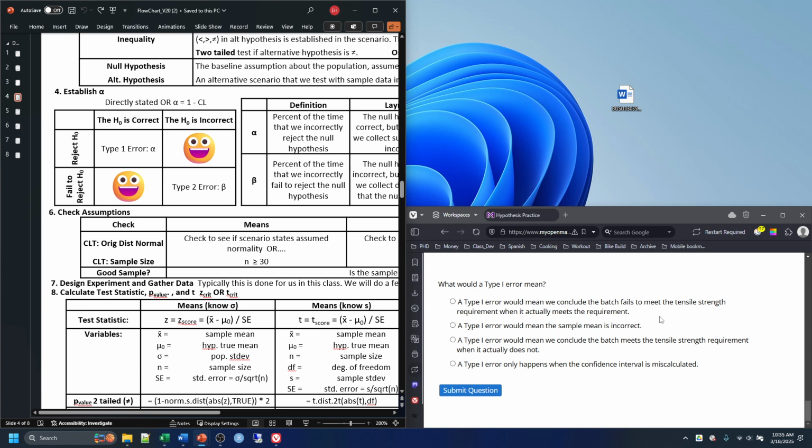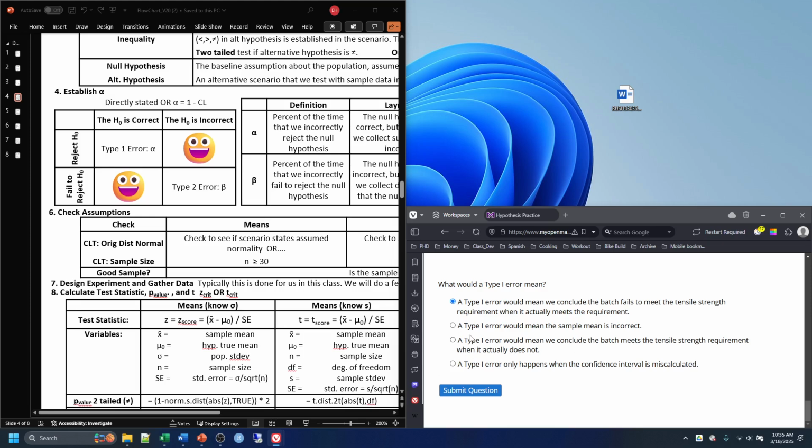So let's see if we can match one up here. A type 1 error would mean we conclude that the batch fails to meet the tensile strength, when in reality, it actually meets it. That one's correct. Let's look at these other ones and see what the problem is. A type 1 error would mean that the sample mean is incorrect. That's not what a type 1 error is. A type 1 error would mean that we conclude that the batch meets the tensile strength requirement when it actually does not. And down here, the type 1 error only happens when the confidence interval is miscalculated.